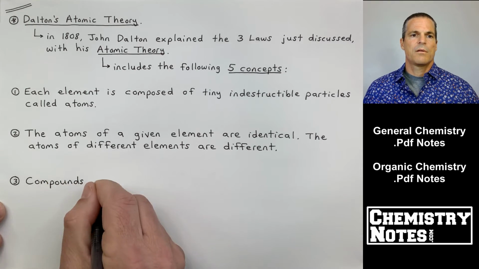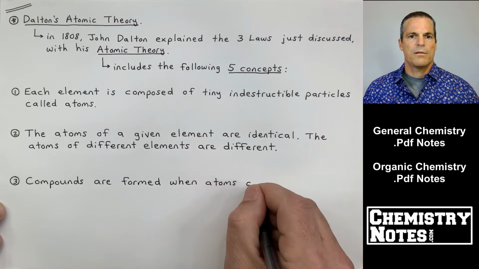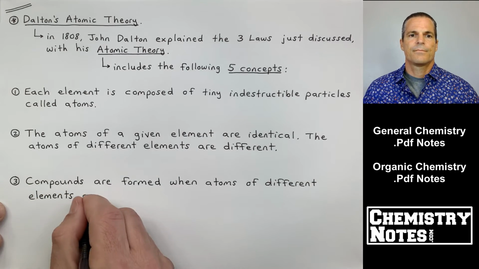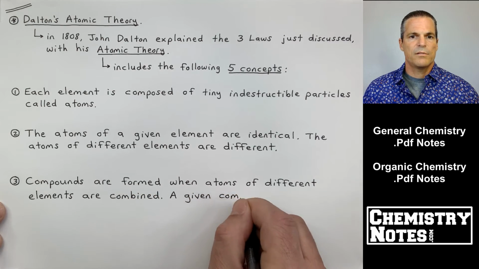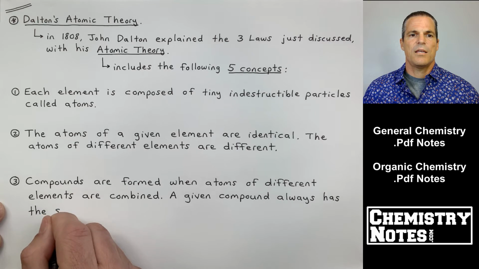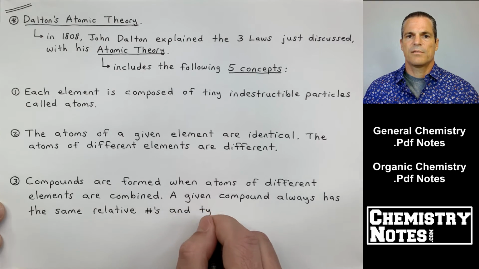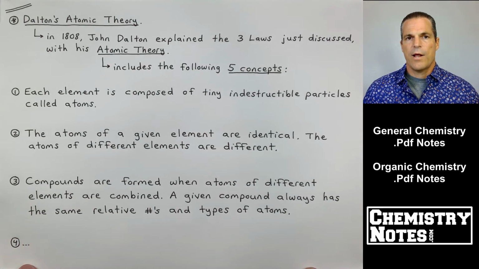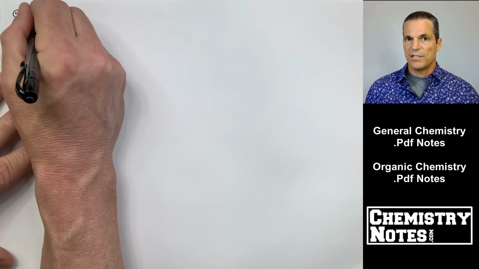Concept number 3. Compounds are formed when atoms of different elements are combined. A given compound always has the same relative numbers and types of atoms. That's the law of definite proportions, right? So let me read number 3. Well, I ran out of time there, but number 3 is kind of him summarizing the law of definite proportions.